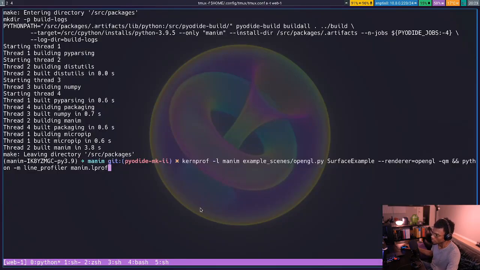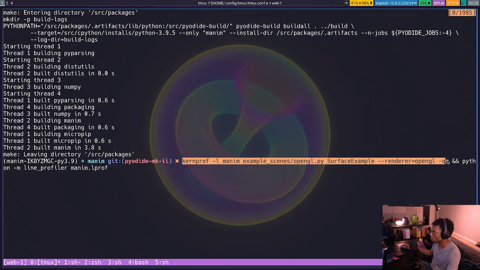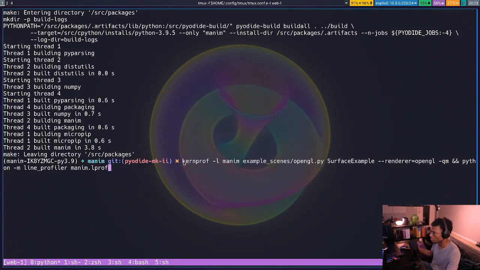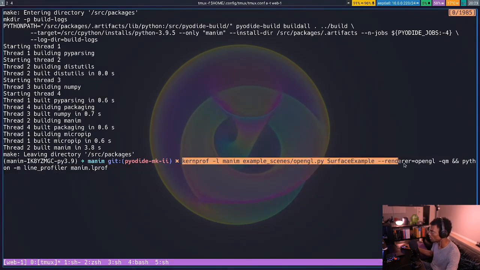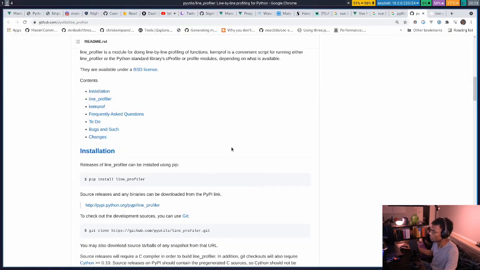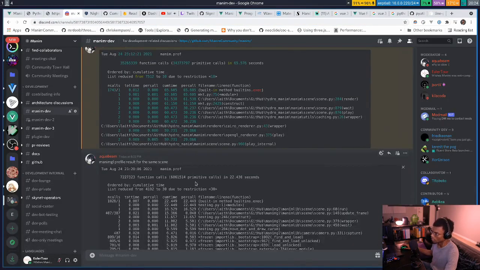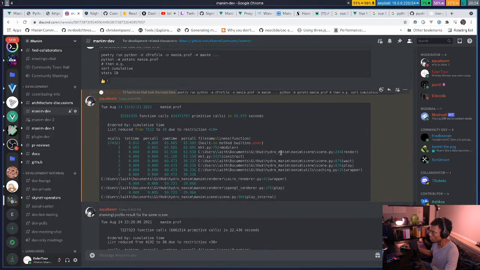And then you'd have to do a command like this one. And this would give you line by line which functions are taking the longest. And this will allow you to see step by step which one is going wrong. So you can see that render is taking the most time.